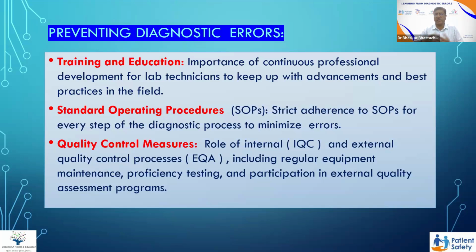Next is external quality assurance, which assures that my lab's results are at par with other labs using the same equipment. There might be acceptable variations, because there are numerous instruments and numerous methodologies, but we should always try to have the best methodology and updated processes in equipment. That also includes regular equipment maintenance, which is most important, and proficiency testing and participation in external quality assessment programs.